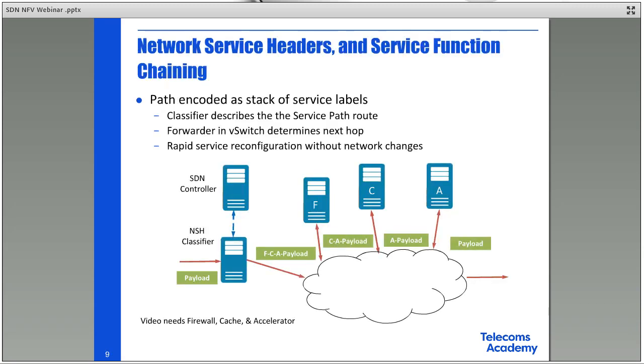Okay, so this is the NSH stuff. And what we get in here is the network service header.